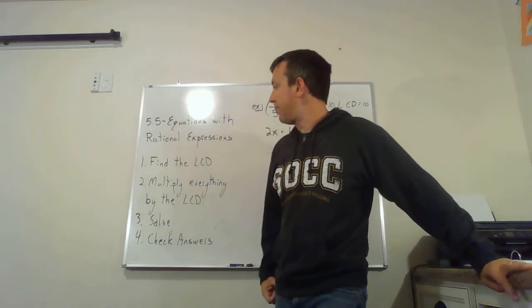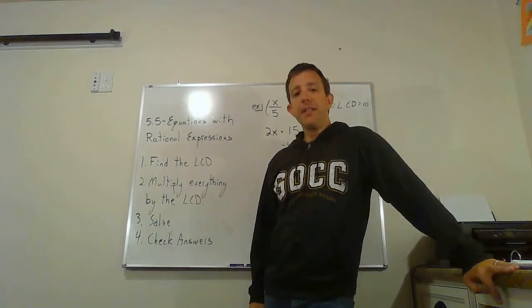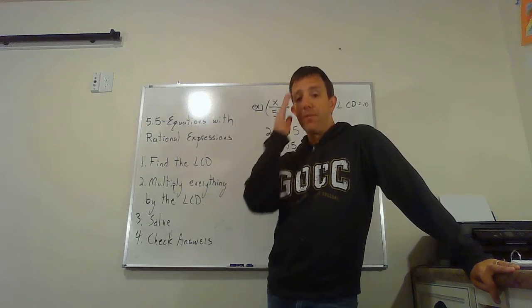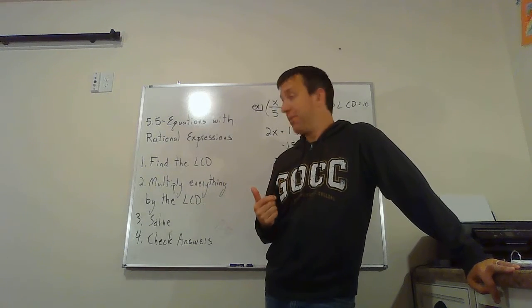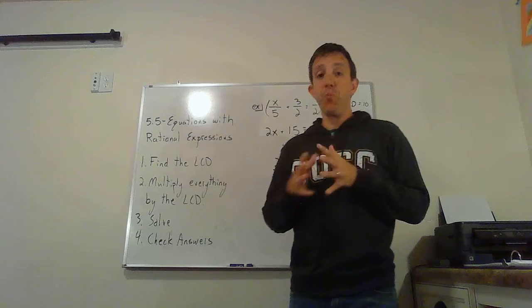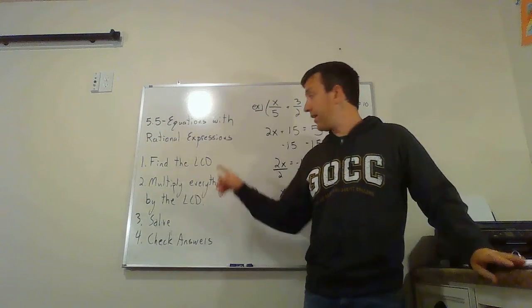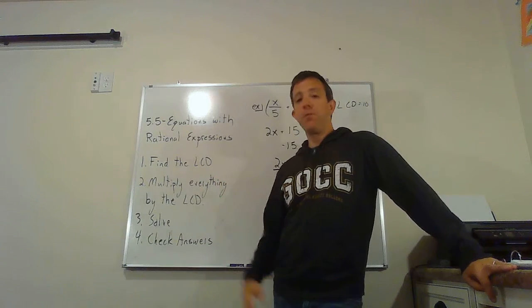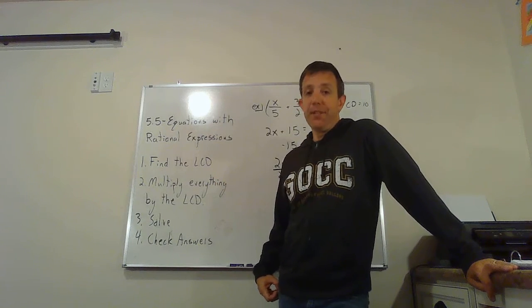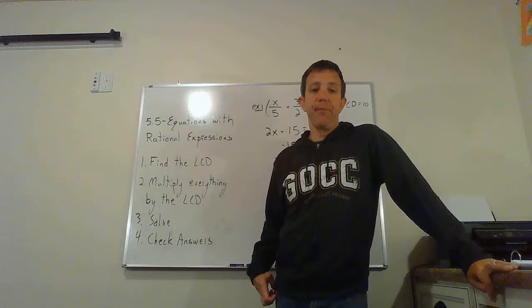Steps here, and then I have one little example, and then we'll get to the big, more interesting examples. Step 1. Find the least common denominator. Okay, so this is going to be really, really important because we are going to actually wipe out all of the fractions. But to do that, we need the common denominator. So find the least common denominator.